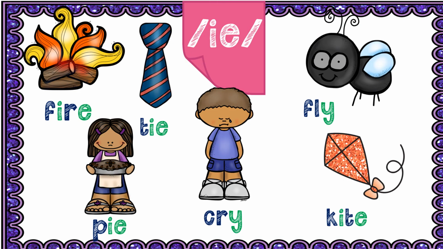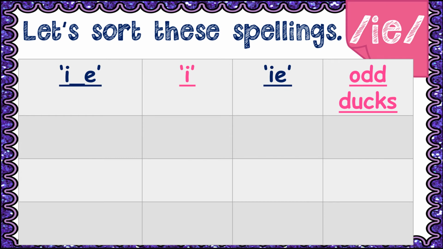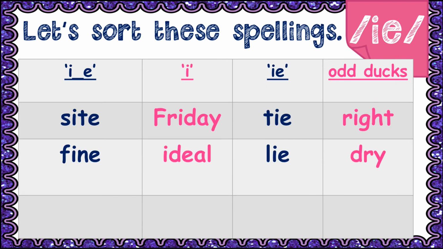Now here are some of the I words that we came up with, some extra ones. Okay, you've got the word fire, tie, pie, cry, kite, and fly. Now let's sort these spellings with the I consonant E, the short I, the IE, which says I, and the I ducks. Now you can see that sight and fine are your I consonant E's. Look in your word banks and see if you find any other I consonant E's that say I.